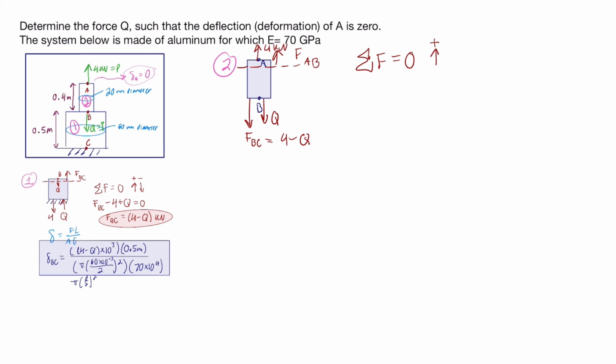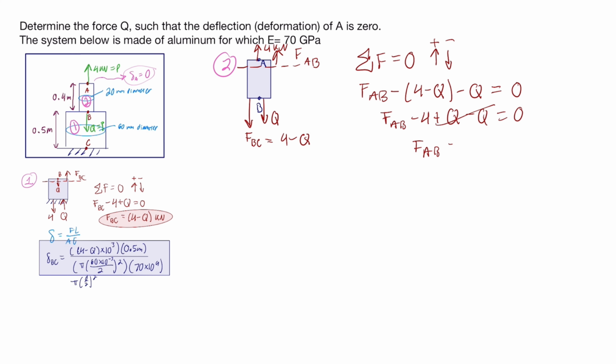So then we will identify that up is positive and down is negative. So then it will be force AB minus the 4 minus Q, which is here, minus the Q, and set it equal to 0. So then we simplify it and we see that we can cancel out the Q, and we get that force AB is equal to 4 kilonewtons. So then we can go ahead and substitute it into the equation that we used in part 1 as well.